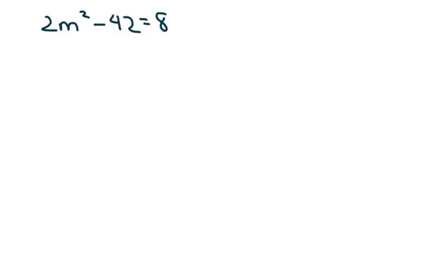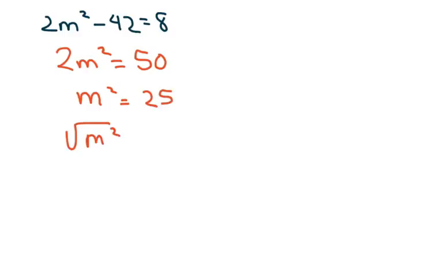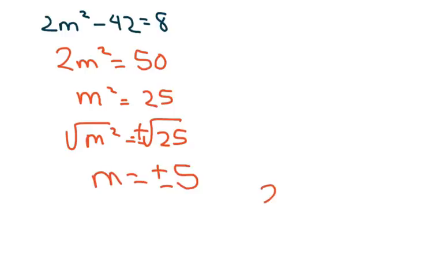The next one, I'm going to add 42 to both sides. Divide both sides by 2. And then square root both sides. So we get, I forgot my plus and minus. So your m equals plus or minus 5, two solutions.